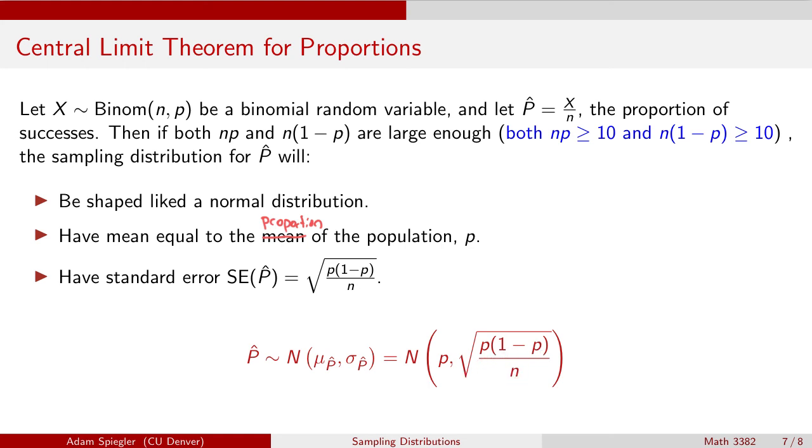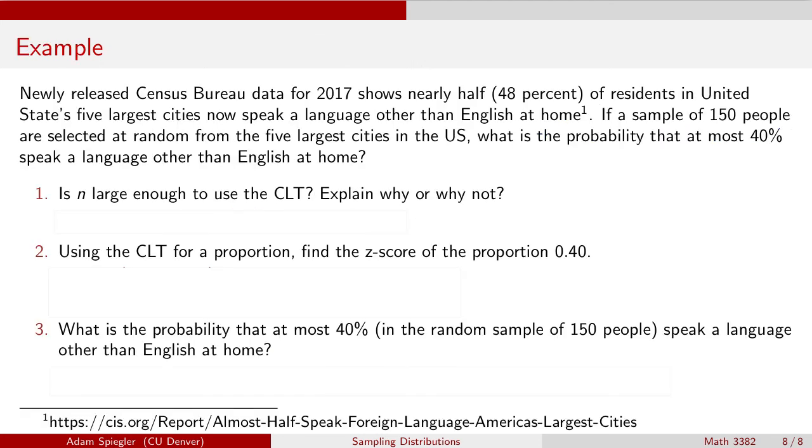And so on the last slide, I just want to introduce the questions that you're going to have to answer on your reading quiz and just give you a little push in the right direction for answering those. So based on a recent census, which we can imagine is for the population of the US, it showed that almost half of all residents in the United States' 5 largest cities speak a language other than English at home. So the precise amount was 48%.